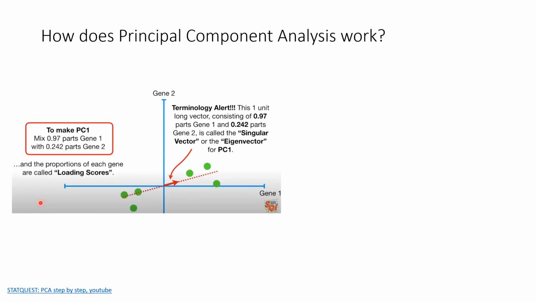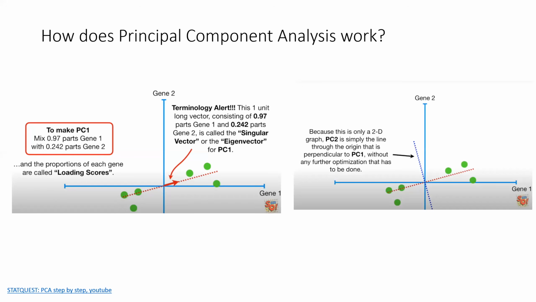And to make the first principal component, we linearly combined the contributions of gene 1 and gene 2. That is, we took 0.97 parts of gene 1 and 0.24 parts of gene 2. And these proportions are the loading scores. And this line is also called the eigenvector. So to find the second principal component in a 2D graph, we find the line through the origin that is perpendicular or orthogonal to PC1.